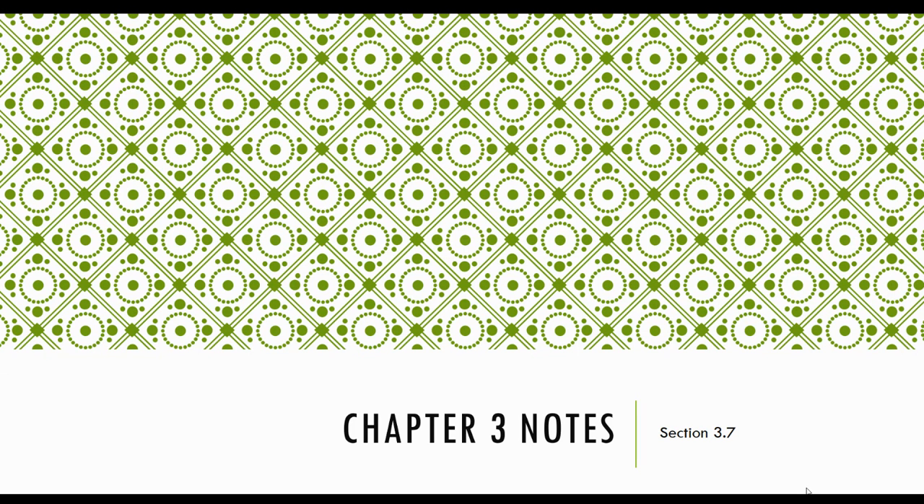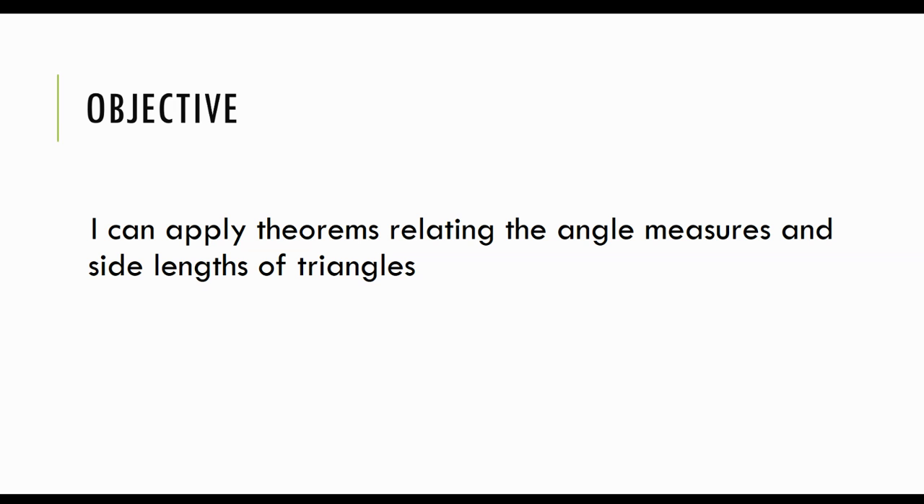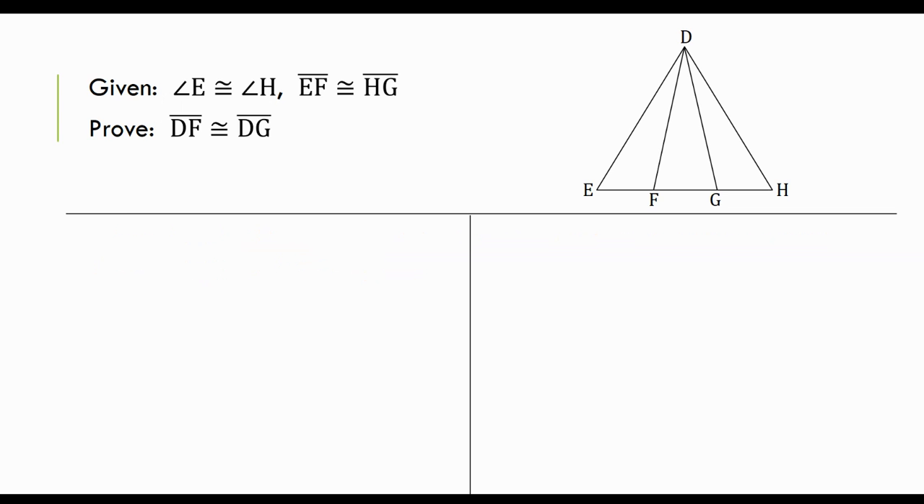Today we're going to look at section 3.7 again. So we're going to continue to apply theorems relating the angle measures and the side lengths of triangles. Yesterday we looked at putting them into algebra problems. Today we're going to look at proofs.